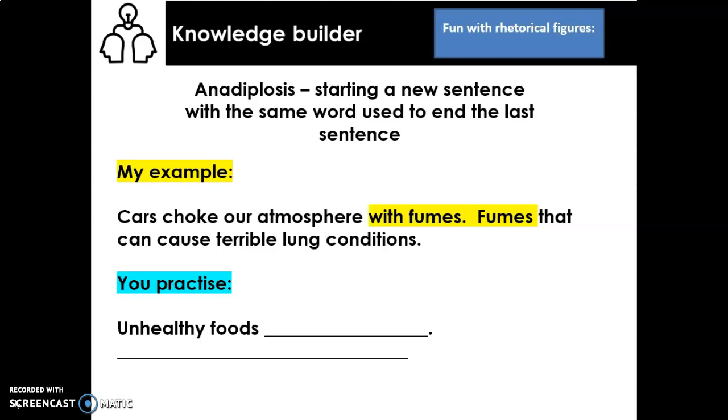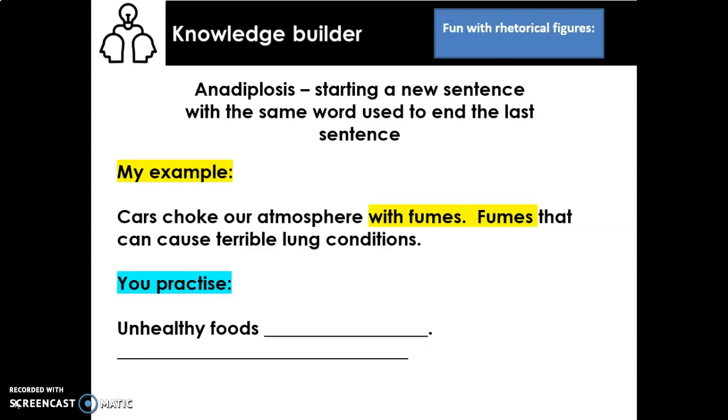So guys, what have we already said? So one of the concerns about unhealthy foods could be obesity or diabetes. So we could say unhealthy foods are a contributing factor to obesity. So I've just ended my first sentence with obesity. So now obesity needs to become the beginning word of my next sentence. So unhealthy foods have been shown to be a cause of obesity. Full stop. Obesity puts a huge strain on the NHS and is an unnecessary illness that can be cured by making healthy choices.